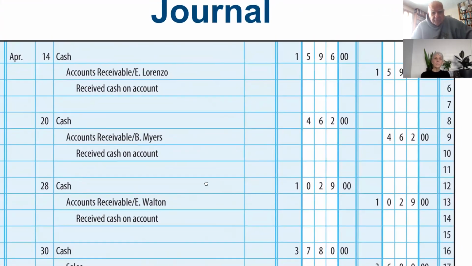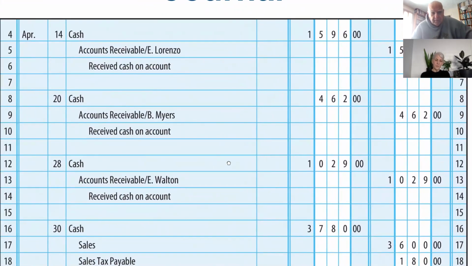Let's take a look at our different transactions here, okay? The sale to Lorenzo. Well, we received a payment from him. In this group now, we're getting a payment. On the sale to Lorenzo, he paid us the $1,596.